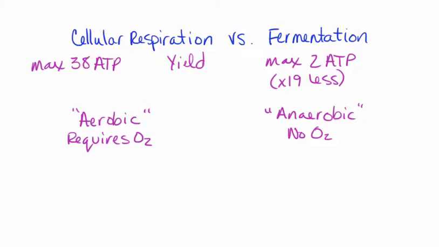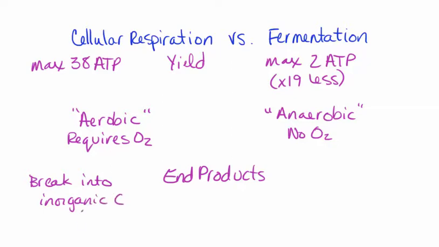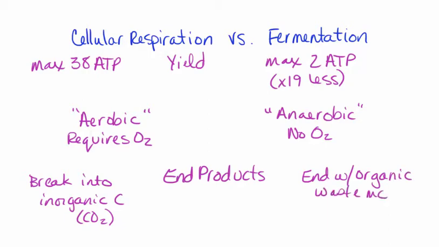And then one final last thing is that if we look at the end products, as far as what happens to our organic molecule, cellular respiration is going to break it into inorganic carbon. Inorganic carbon is basically your carbon dioxide. So it will take every single carbon in that original glucose molecule and yield it eventually back to the atmosphere as carbon dioxide. In the case of fermentation, we end with organic molecules. So we have organic waste molecules. Because they are organic, there is a lot of energy that's left unharvested inside of them. That would be the ethanol, or it could be the lactate if we're talking about the lactic acid fermentation.